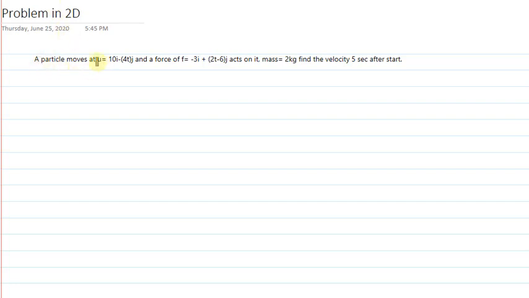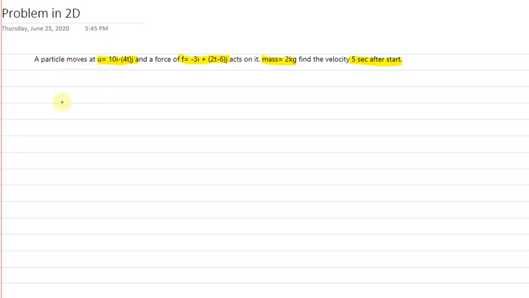A particle moves with u = 10i - 4t j, and a force F = -3i + (2t - 6)j acts on a mass of 2 kg. Find the velocity 5 seconds after the start. Now this is a problem of motion in 2D. So let's see what is given to us.